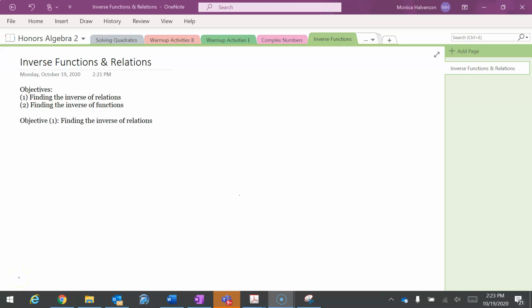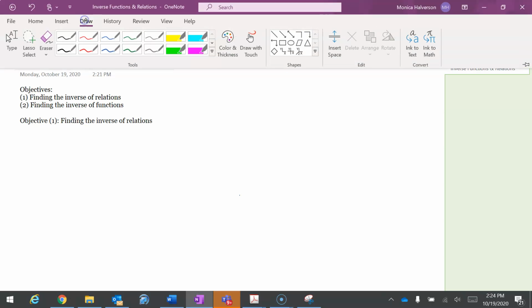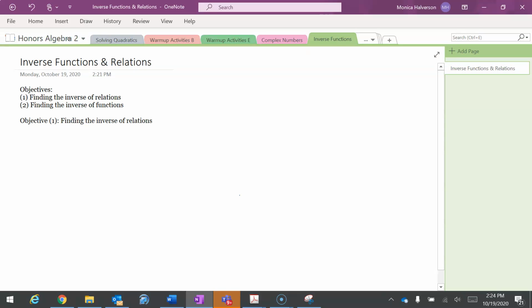Today we're going to discuss finding the inverse of functions and relations. And the first thing we're going to talk about is finding the inverse of relations. Now remember, a relation is just a set of ordered pairs. It is a set of ordered pairs.